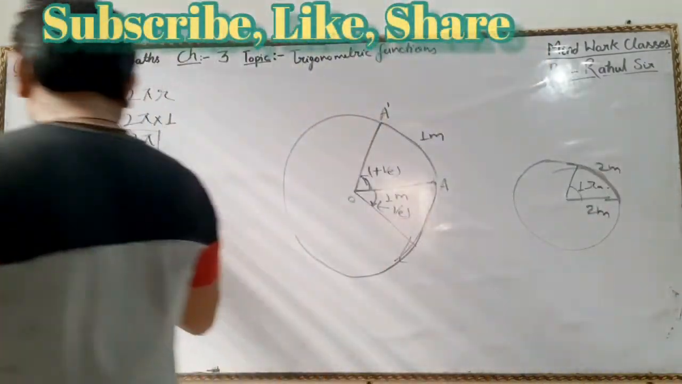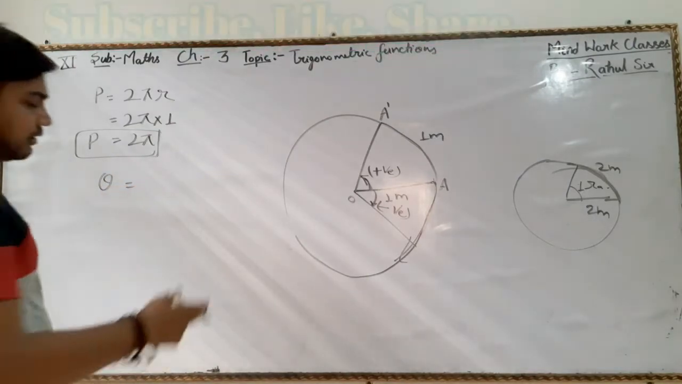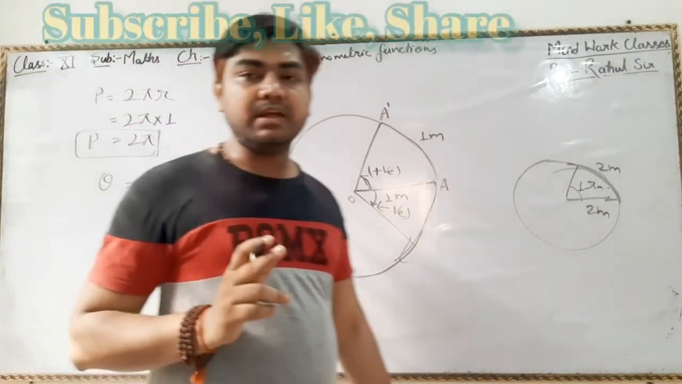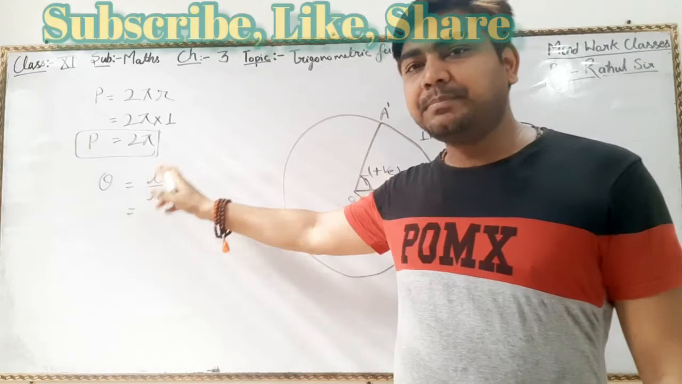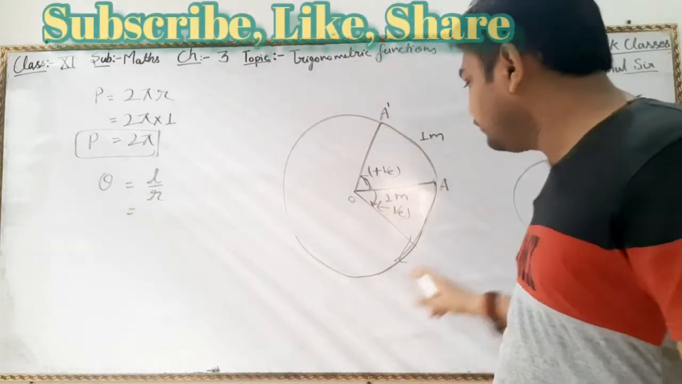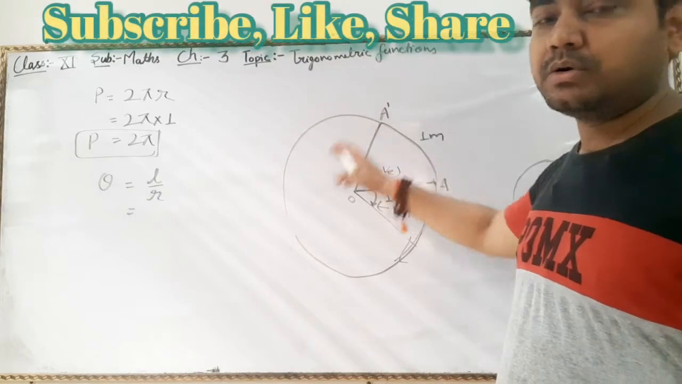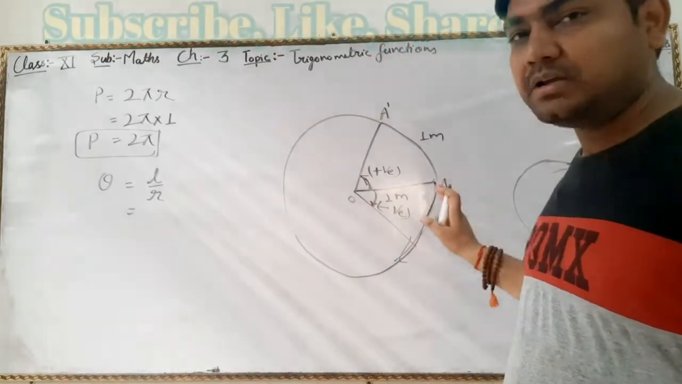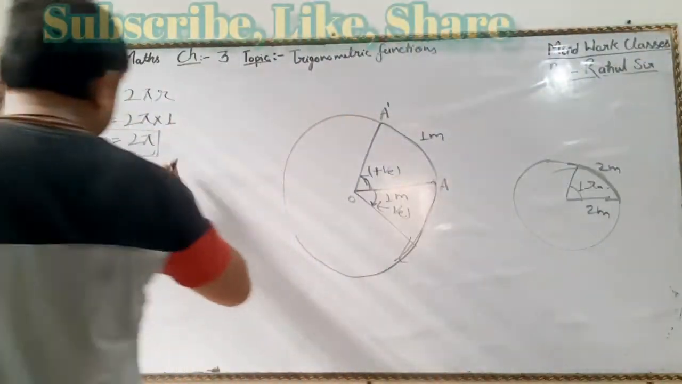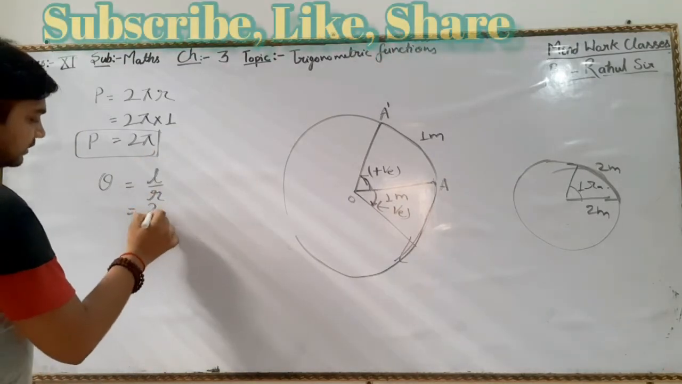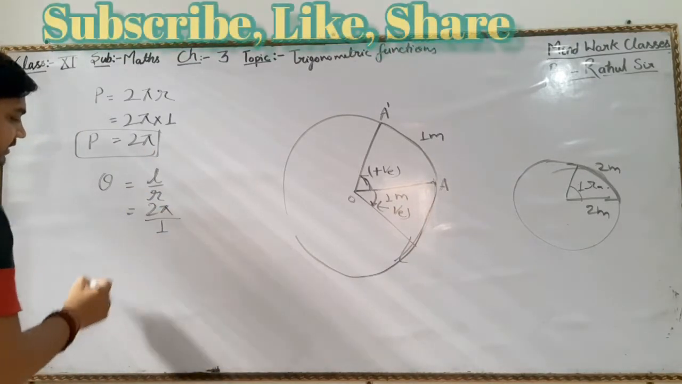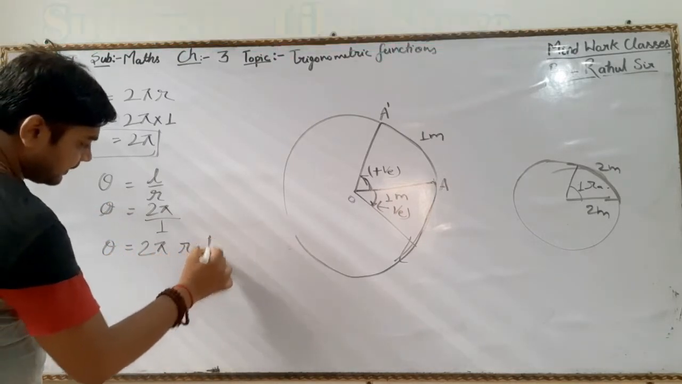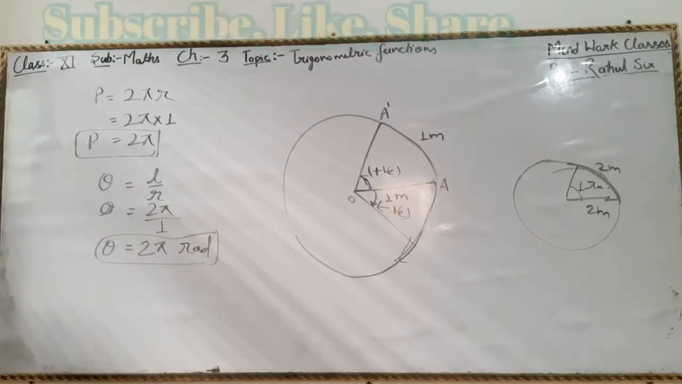As we know from the previous formula, theta is equal to L upon r. Now in this case, what does perimeter represent? Perimeter represents the total full rotation of any particle along the perimeter. So L will be the arc, that is 2 pi, and r is the radius, that is 1. So theta in this case will be 2 pi radians.